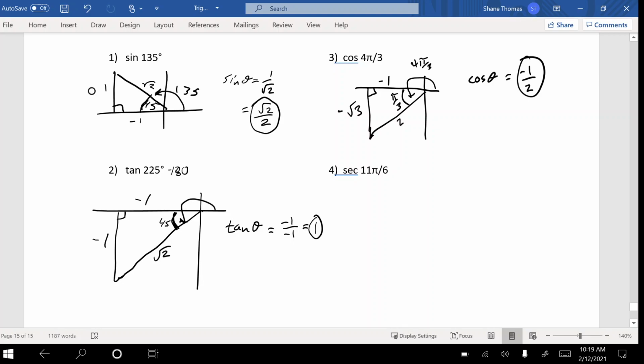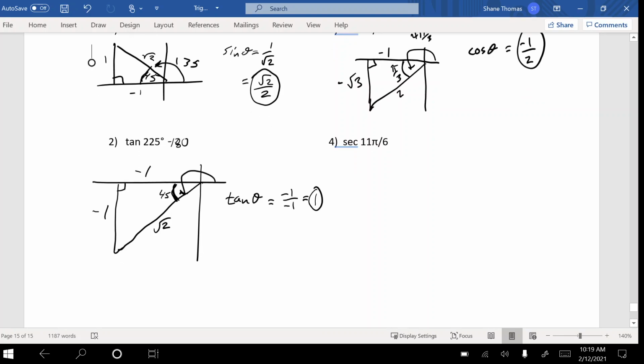Last one. 11 pi over 6. First off, is that bigger than 2 pi? No, we're still good because 2 pi would be 12 over 6, right? So what quadrant is this going to be in? Quadrant 4, correct. It's almost the whole way around. So this is 11 pi over 6 to get there. What's left for my reference angle? If I have 11 sixths, I only have 1 sixth left, right? Which would be pi over 6.